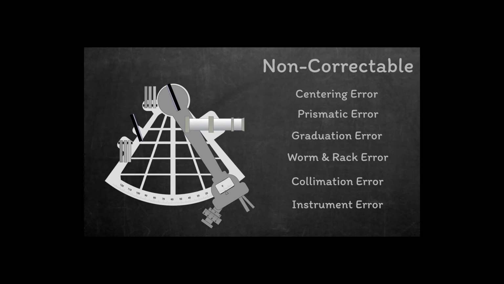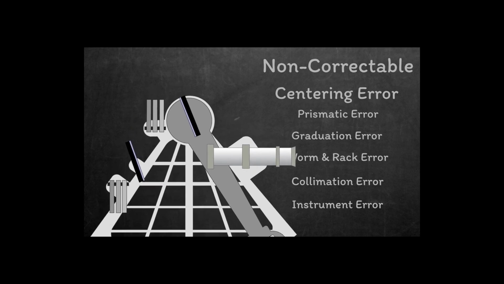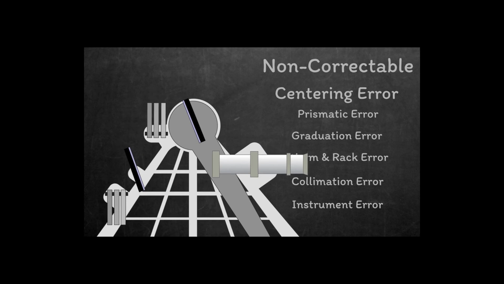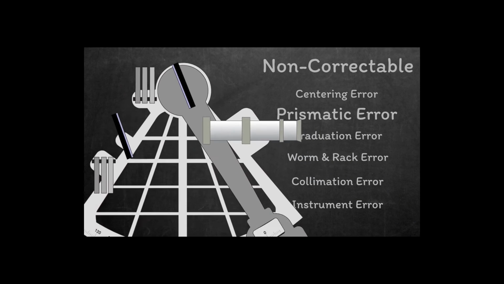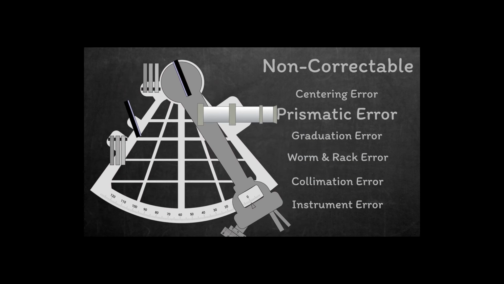We'll just go through quickly as you can't correct for them anyway. Centering error, this is when the pivot point of the index arm is not perfectly aligned with the centre of the instrument. Prismatic error is when the two planes of the mirrors or glass planes are not parallel to each other. Shade error is the same thing, but it's for the shades, and it causes a slight deflection in the ray of light as it passes through the glass pane.